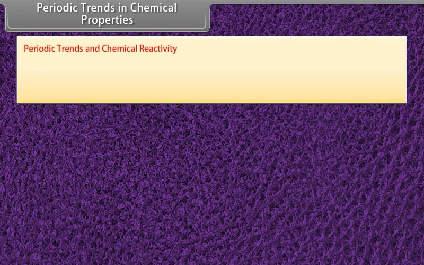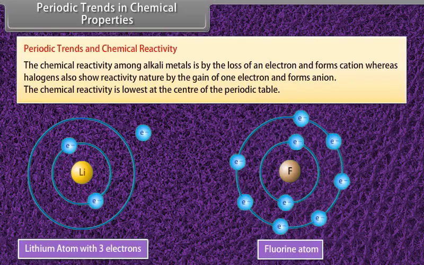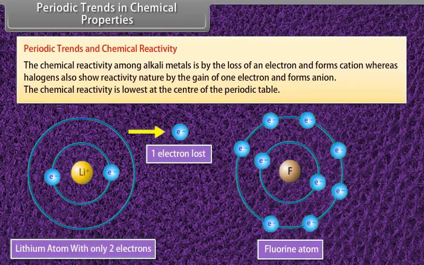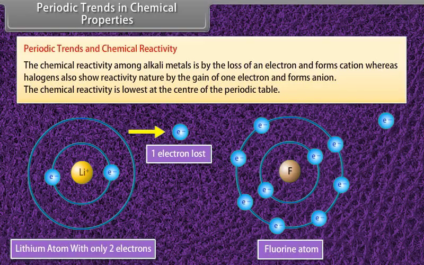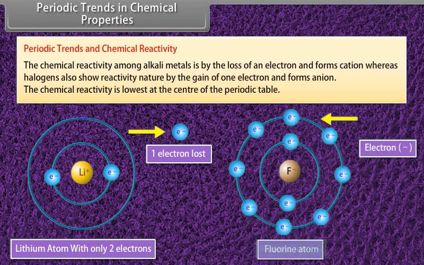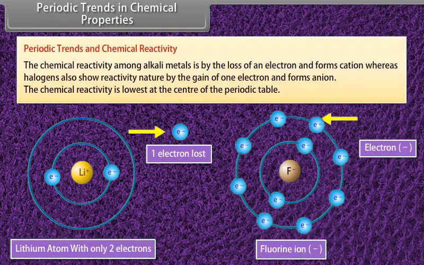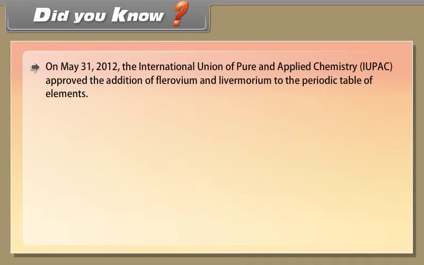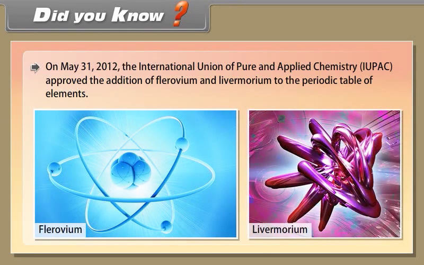Periodic trends and chemical reactivity. The chemical reactivity among alkali metals is by the loss of an electron, forming a cation, whereas halogens also show reactivity by the gain of one electron, forming an anion. The chemical reactivity is lowest at the center of the periodic table. Did you know? On May 31, 2012, the International Union of Pure and Applied Chemistry, IUPAC, approved the addition of flerovium and livermorium to the periodic table.